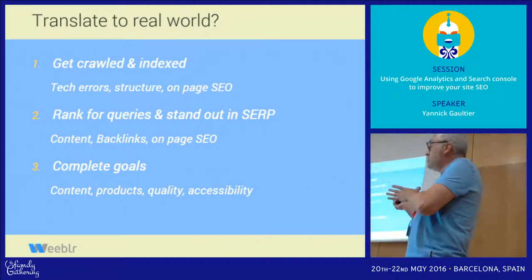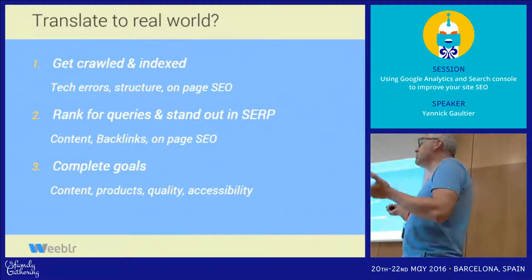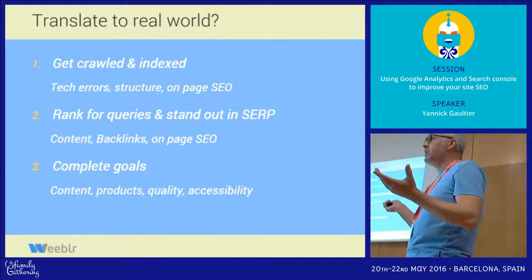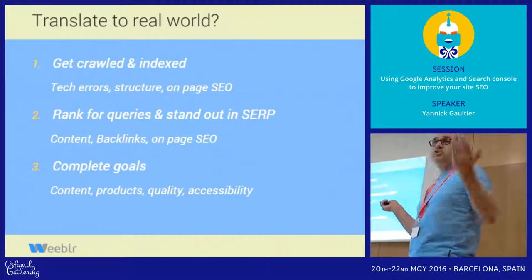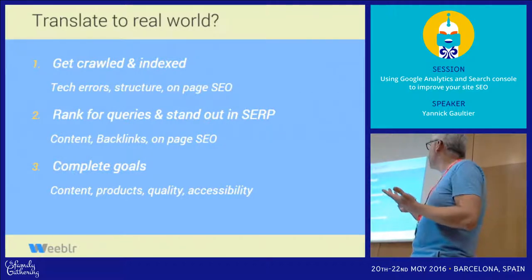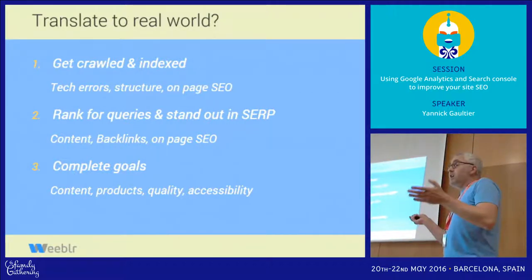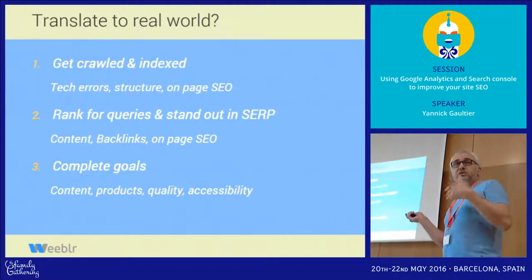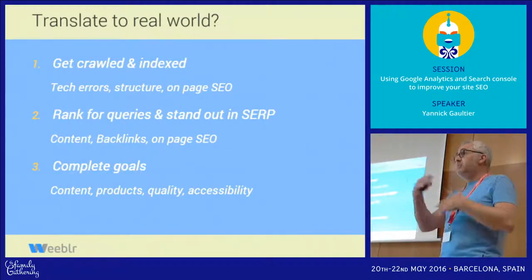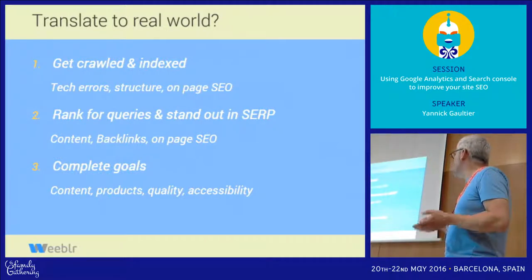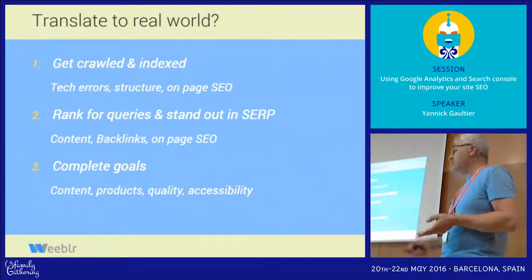And for each of those items, there are things you can do. To get crawled, or to get better crawled and indexed, you might have technical errors on your site that you can fix. The structure may not be correct. There are some SEO things you can do. To rank better, your content might be better, you can have more backlinks, you can have better descriptions. There are things you can do there as well. And the same for goals.